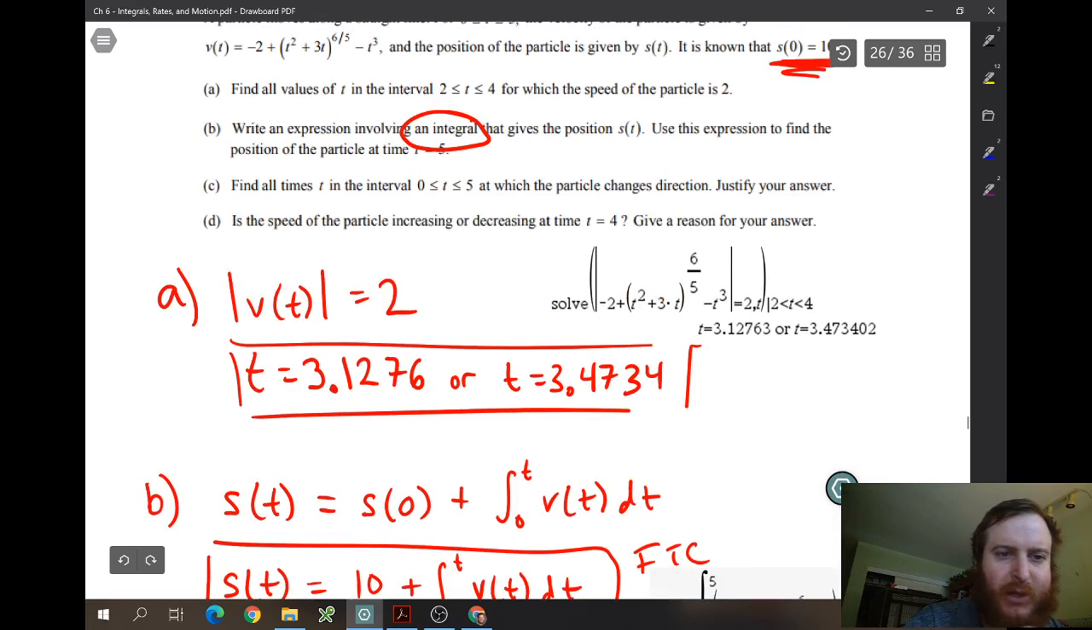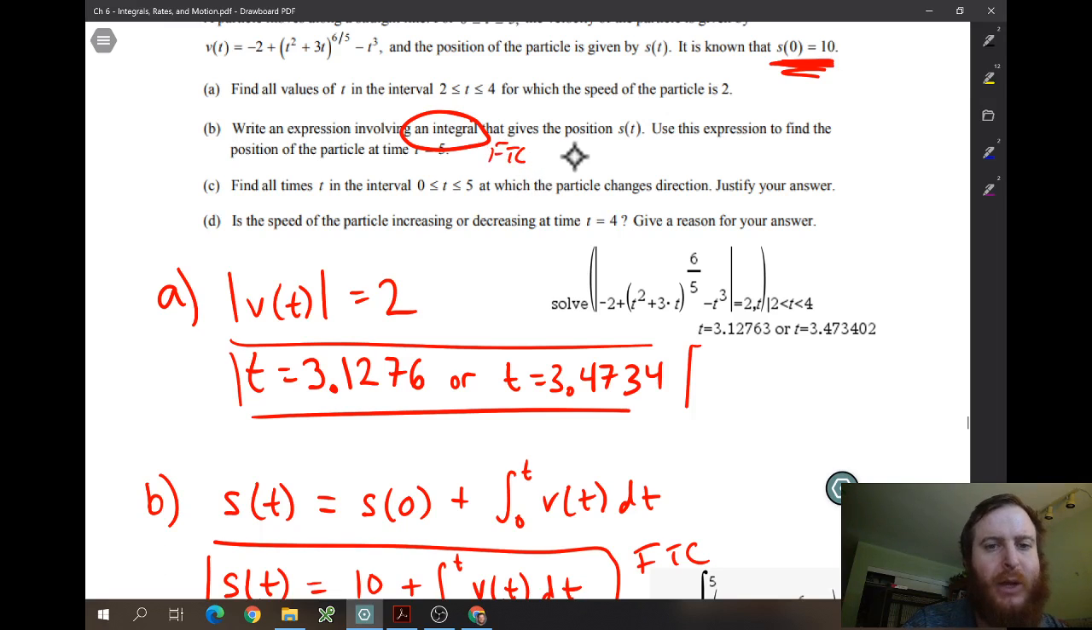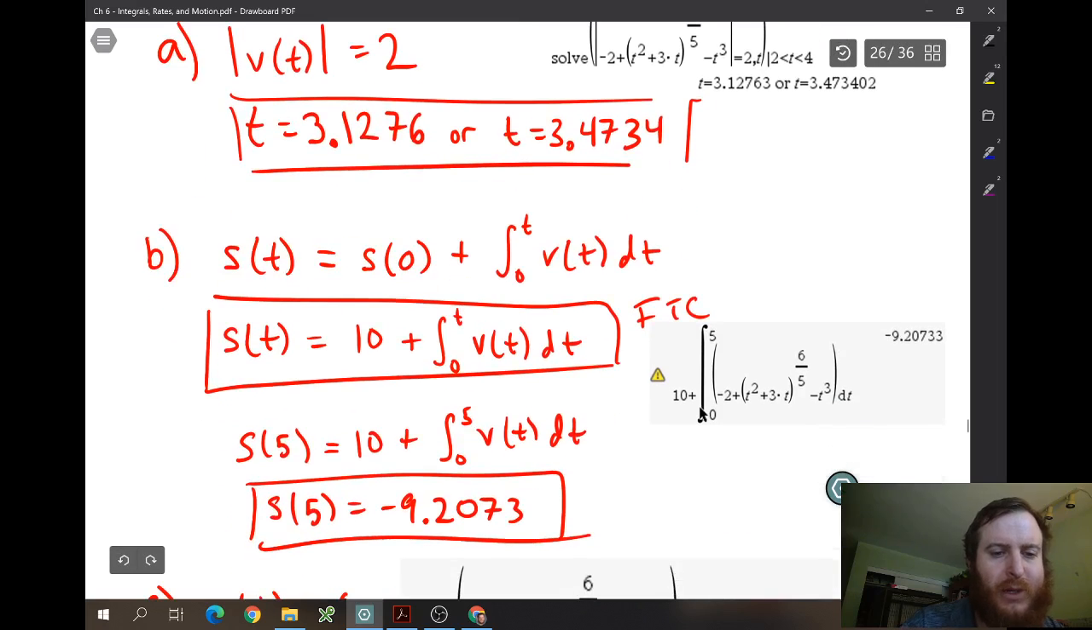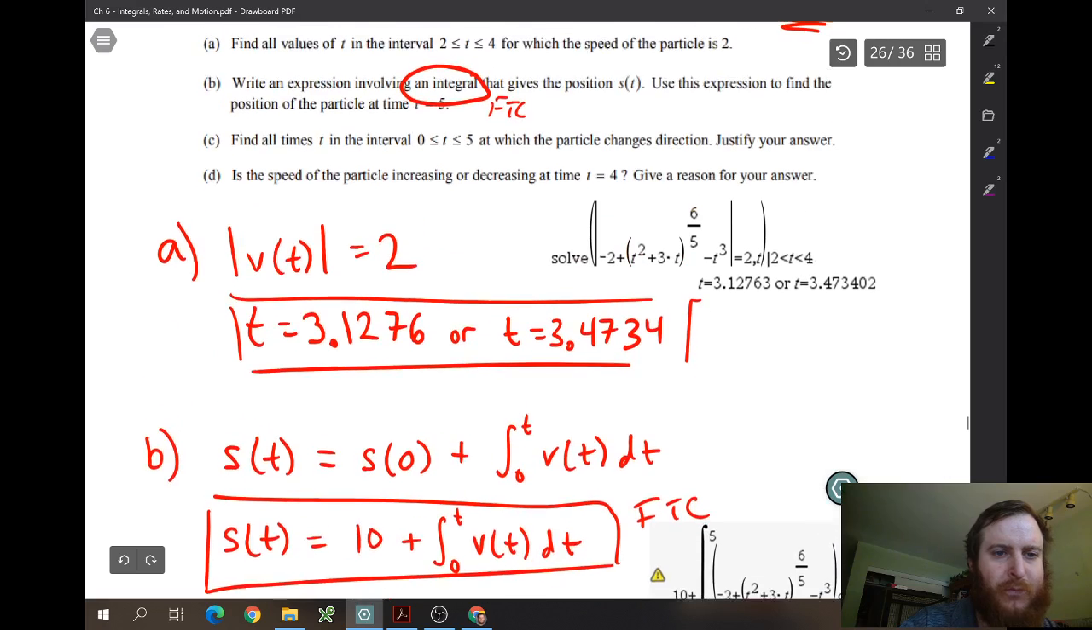So make sure you read this and get comfortable. If it says write an expression or write an equation involving an integral, that's probably that FTC, the f of b equals f of a plus the integral. Okay, then they said use it to find 5, so we plug in 5. S of 5 equals 10 plus the integral from 0 to 5 of v of t. We just do that over here on our calculator, and we get negative 9.2.